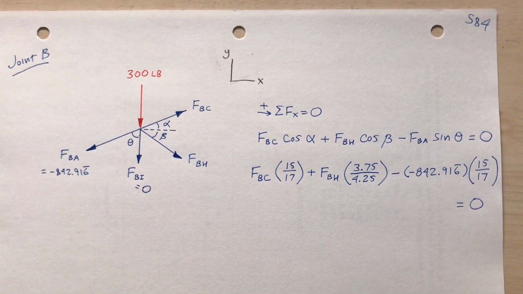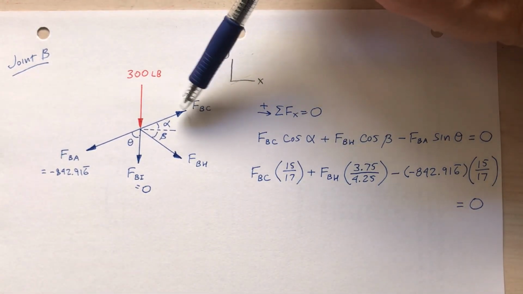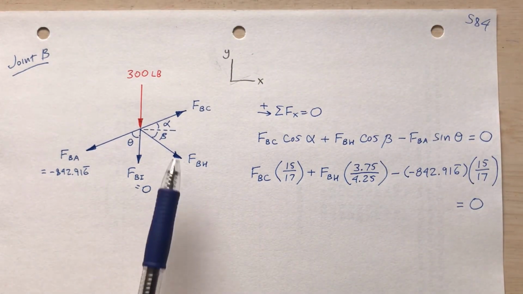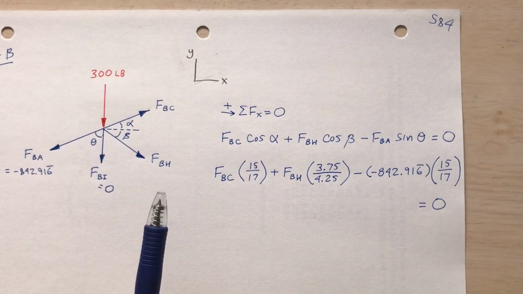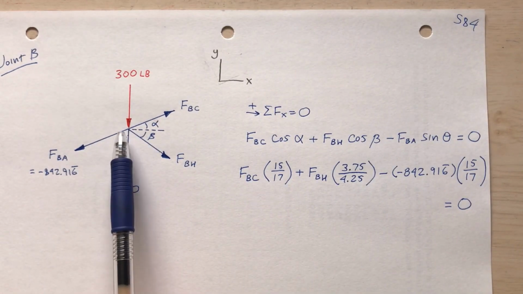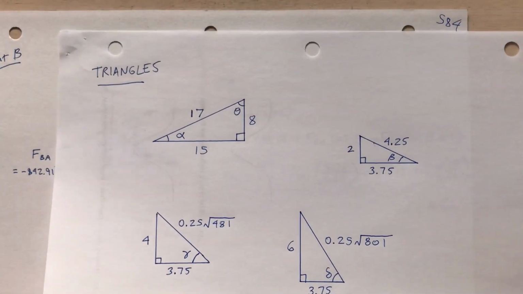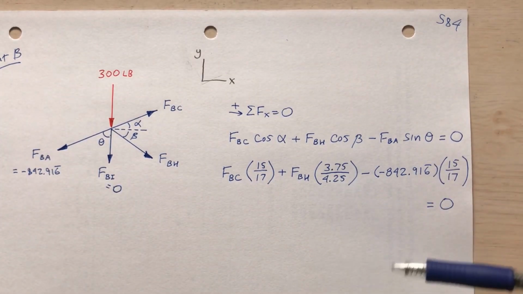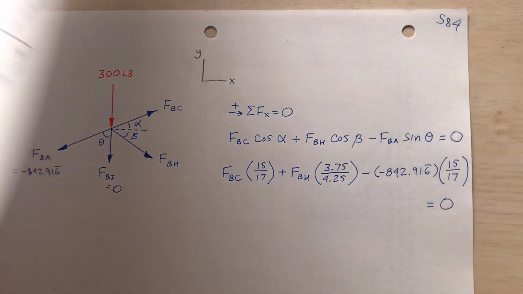So the sum of the forces in the x direction is 0. F sub BC cosine alpha will be the horizontal component of this vector, plus F sub BH cosine beta, that would be the horizontal component of this vector, minus F sub BA sine theta, so the horizontal component of this vector. Okay, now the cosine alpha, that's 15 over 17. Okay, remember this drawing? Cosine of alpha. Plus F sub BH, I don't know that yet, so F sub BH cosine beta, what's that?